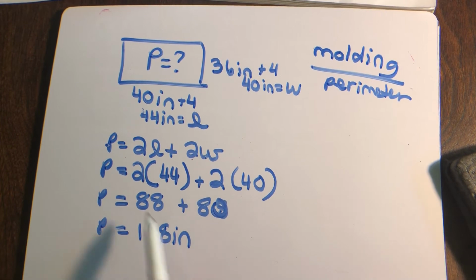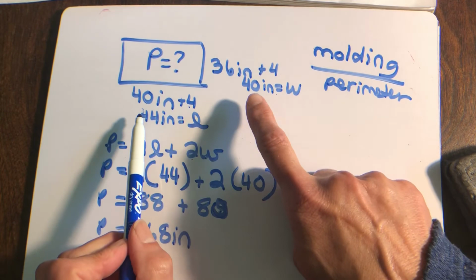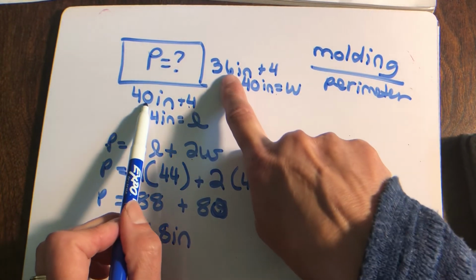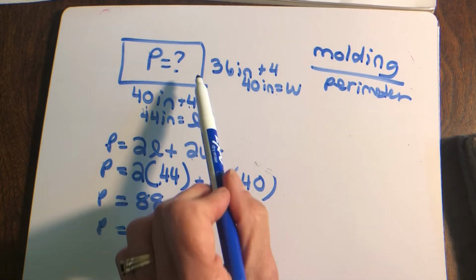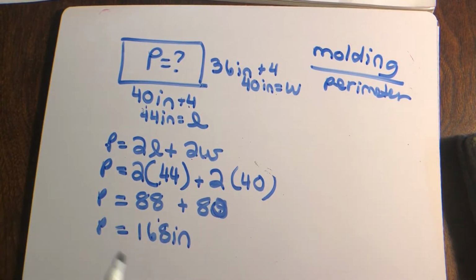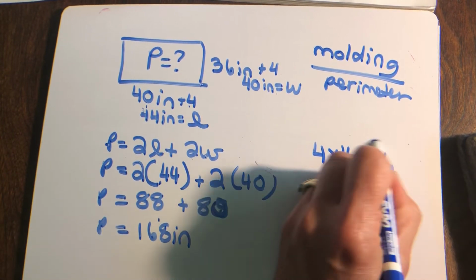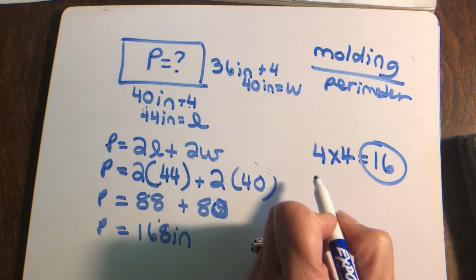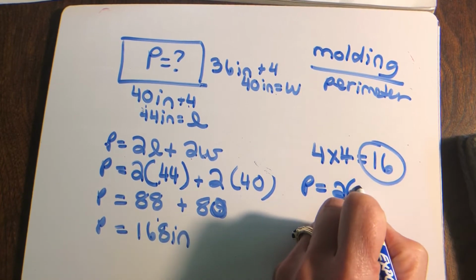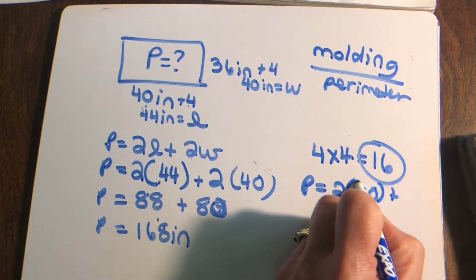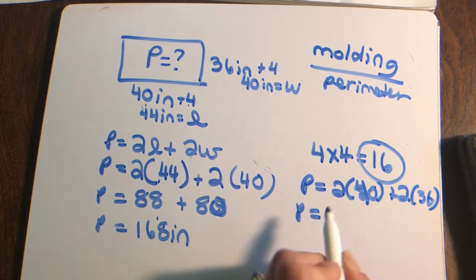Okay? Now, if you didn't want to add the 4 inches on the front end, you would do the problem with 36 and 40 here, get your answer, and then you would say, well, 4 inches for each window, so 4 times 4 is 16. And you would add that 16 to your answer if you had just worked it with your 40. So it would look like 2 times 40 plus 2 times 36.